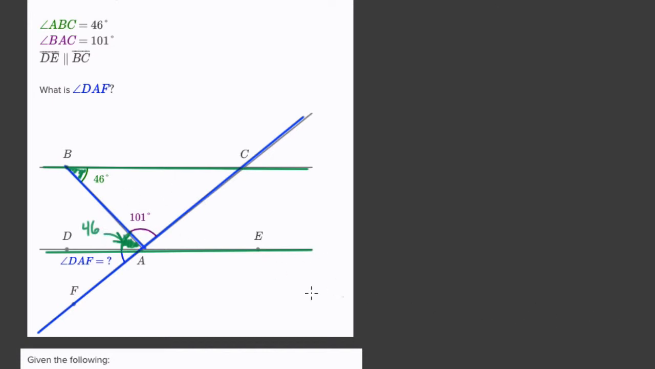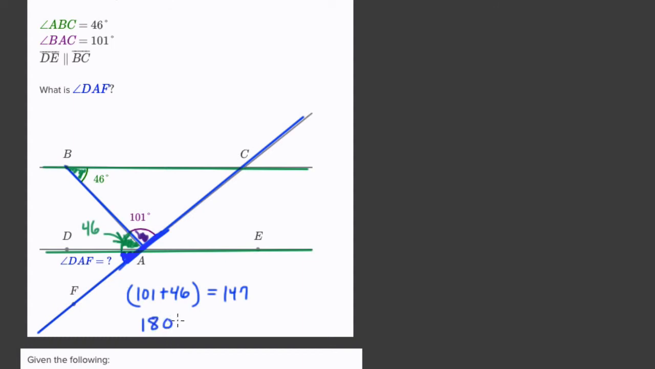Now, once I have that, if I take 101 degrees and 46 and angle DAF, what I form is a supplementary angle, right? It's 180 degrees, a straight line. So to find DAF, I take what I have so far, 101 and 46, and I add them together, and I take that away from 180, right? So this is 147 degrees.